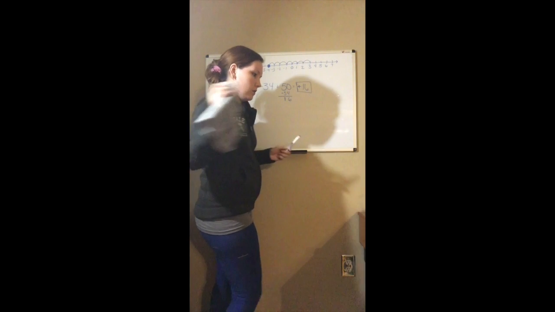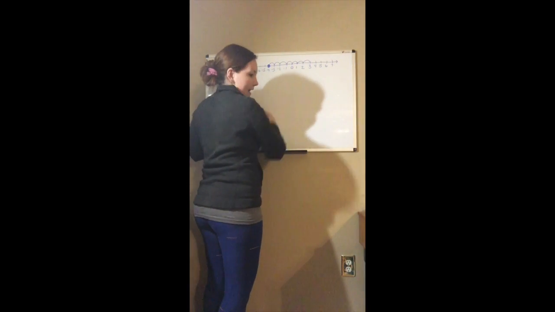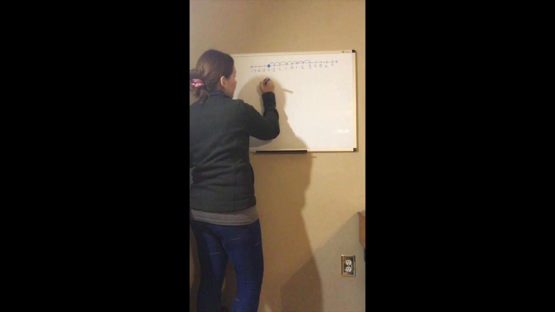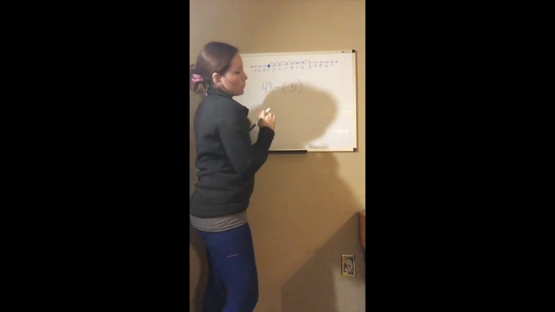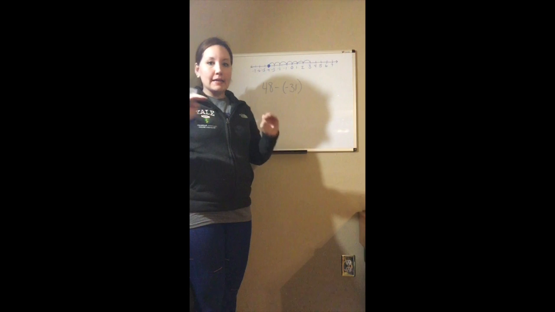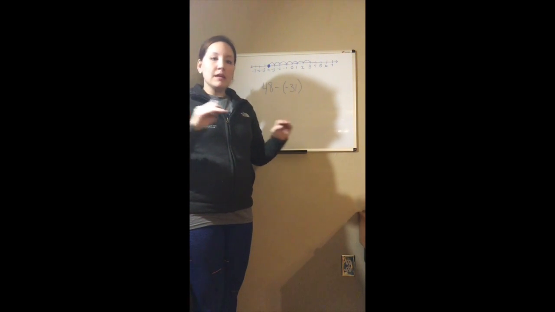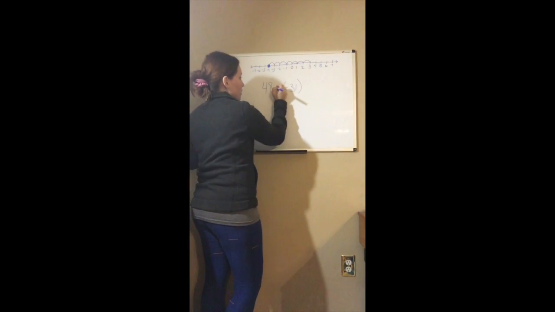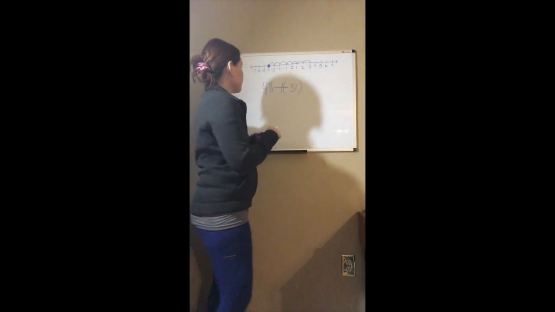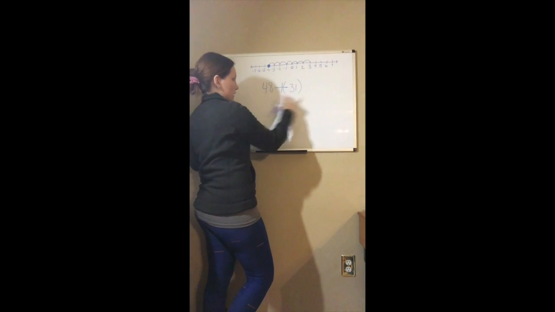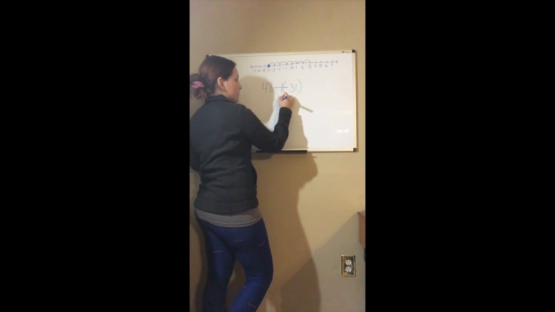Let's look at another one. What if we had something like this? 48 minus negative 31. When we have two negatives right next to each other, two negatives actually make a positive. You add a line, change the sign. Two negatives right next to each other are going to be a positive. So now we just have 48 plus 31. So now we have 79.